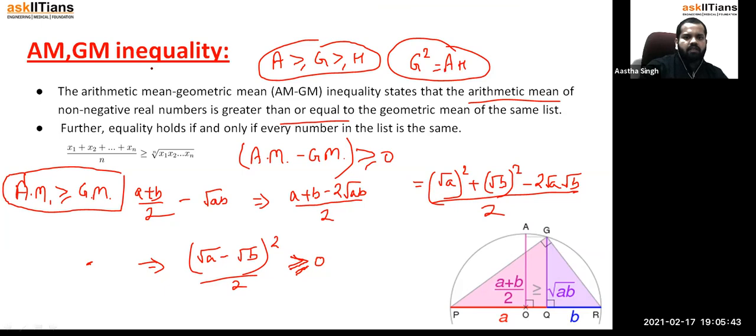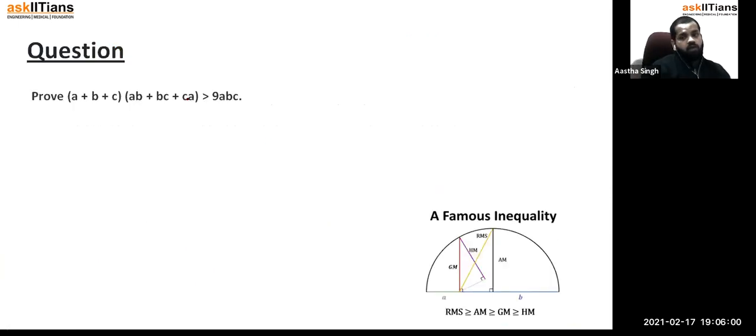x1 plus x2 plus x3 plus dot dot dot plus xn divided by n is basically your arithmetic mean, which is greater than or equal to the GM. So this is basically the inequality between AM and GM. We'll do a question based on it.